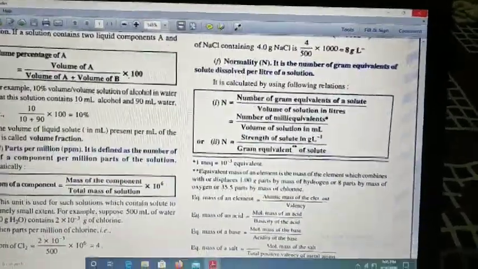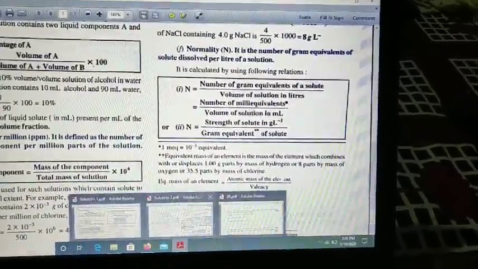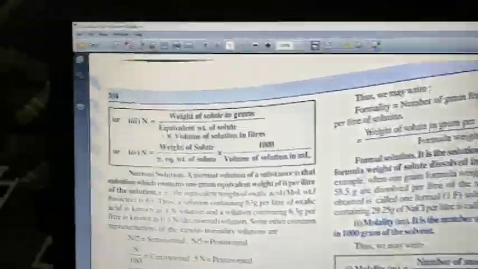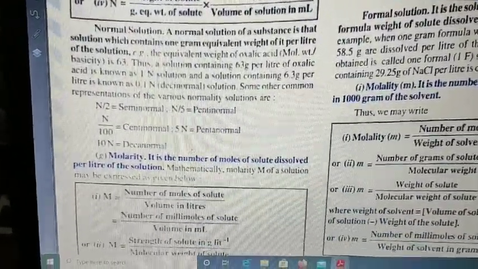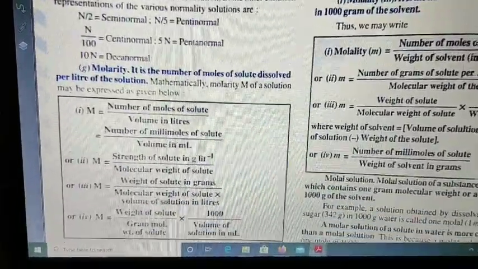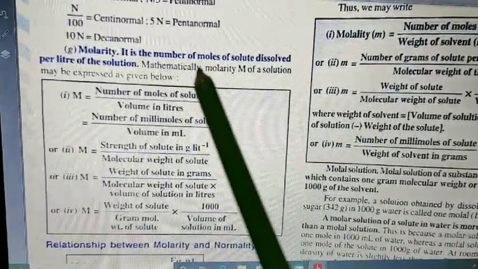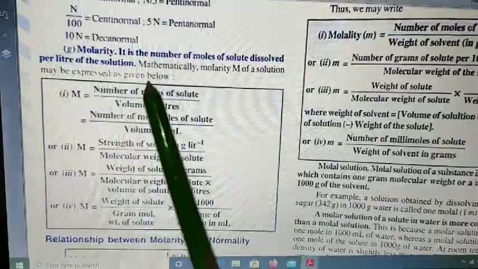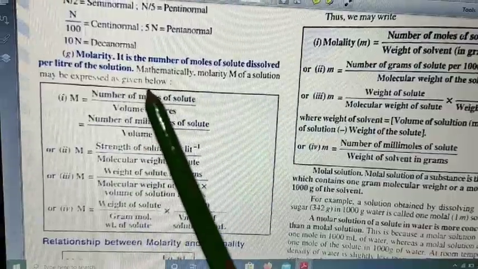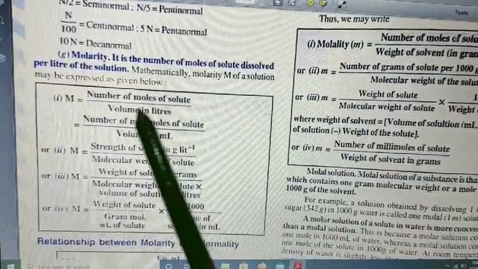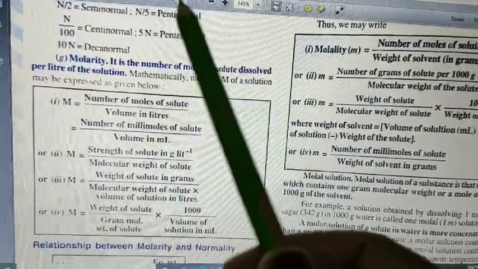Next, the concentration term after normality is molarity, a very important concentration term because we'll be using this unit in the practical. Molarity is the number of moles of solute dissolved per liter of the solution, and it is denoted by capital M. So molarity of a solution is given by number of moles of solute by volume in liter, that means per liter.